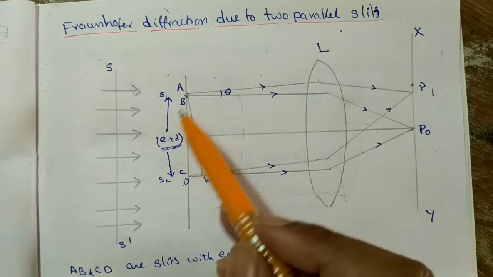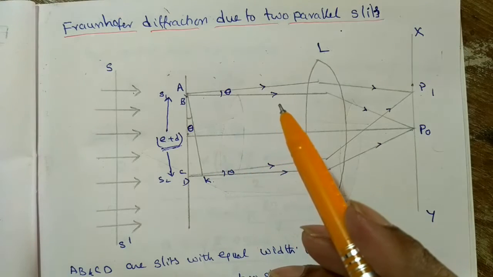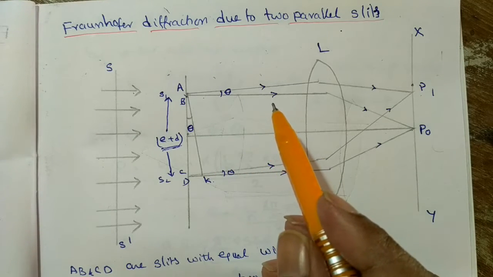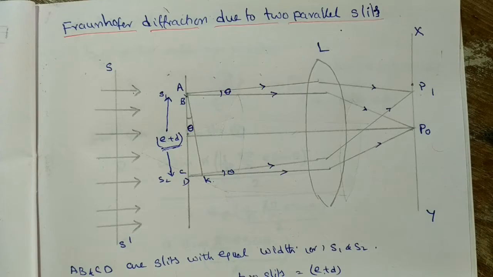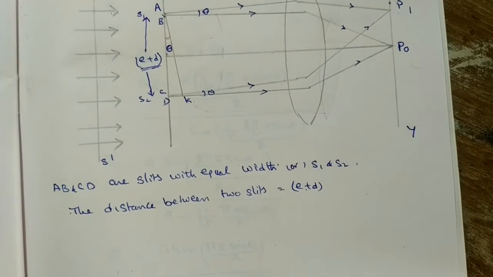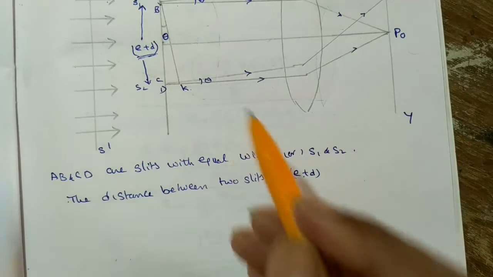Here we have to find the superposition of these two wavefronts. Here we will get a diffraction pattern as well as an interference pattern. Let us describe this, the distance between.